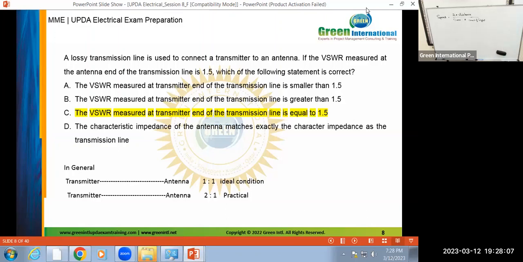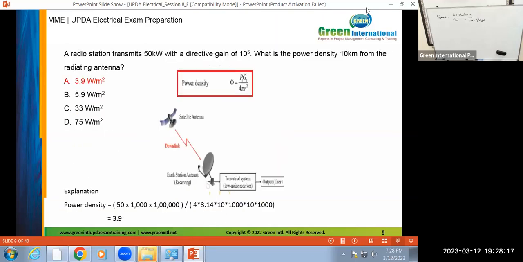And the condition for this transmission system: we have a transmitter and receiver, and the values must be equal. This question is frequently asked in the exam. Based on this question, we have 3 different questions with the same sentence or based on the same formula. Here a radio station transmits. Instead of the entire sentence, I take the key words.